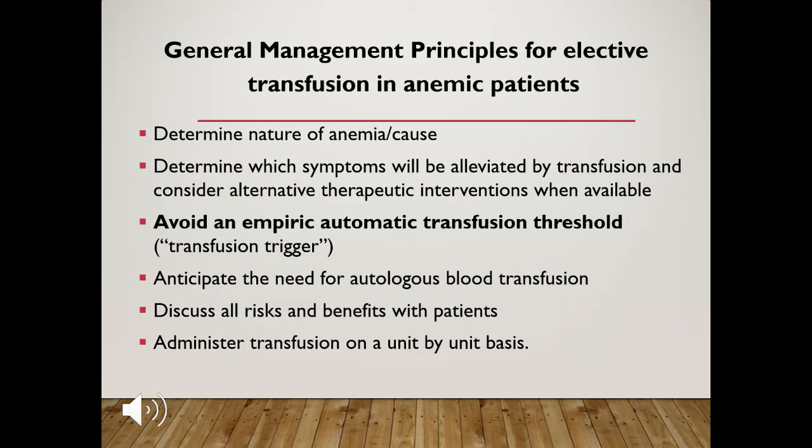transfusion in mild symptoms. Third, avoid an empiric automatic transfusion threshold or transfusion trigger. Okay. In the olden days, the doctors tend to use a transfusion trigger of 9 grams per deciliter, but this is discouraged and would factor in the symptoms aside from the hemoglobin and hematocrit. Fourth, anticipate the need for autologous blood transfusion. Discuss all risks and benefits with the patients.